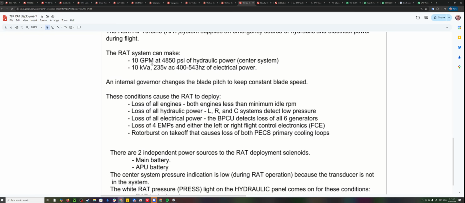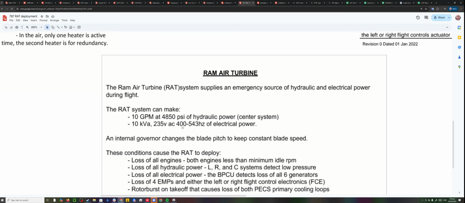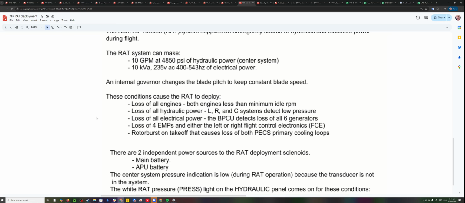They've done it correctly here. How much can it do? It can do 5,000 psi of hydraulic power, and 235 volts at 10 kVA. It's pretty damn good, actually. The generators that I muck with are like 60 kVA and they're the size of a house. This is incredible. An internal governor changes the blade pitch to keep a constant blade speed so that it works like a turbine and makes the most of the air.